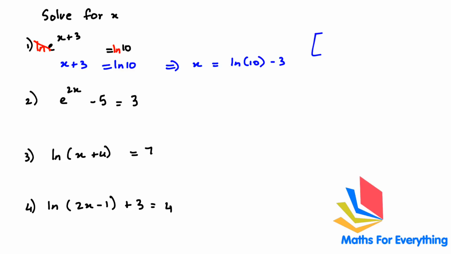Many times children make the mistake of writing it as 10 minus 3 and they put it in the calculator like this. This is wrong. It is ln 10 minus 3.